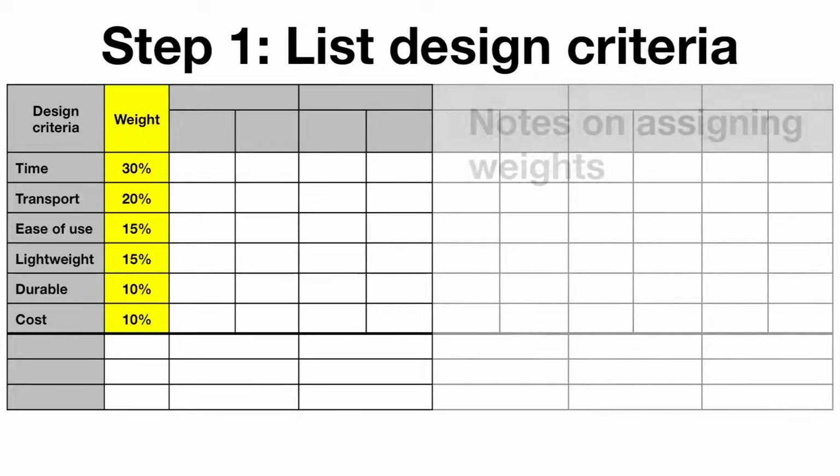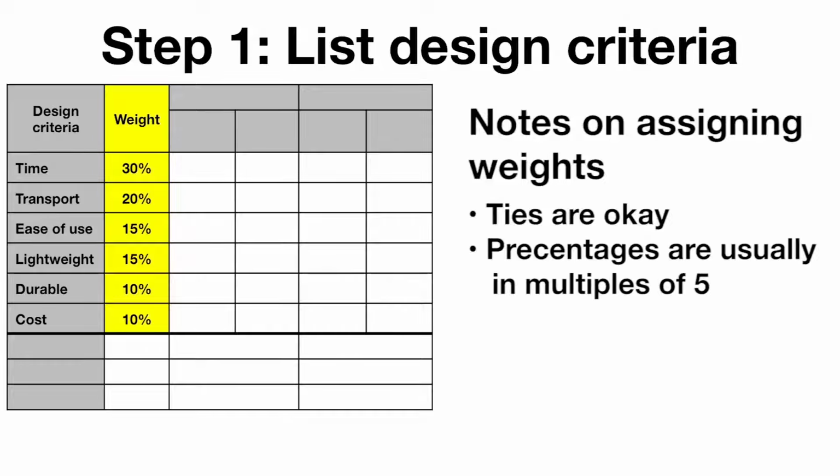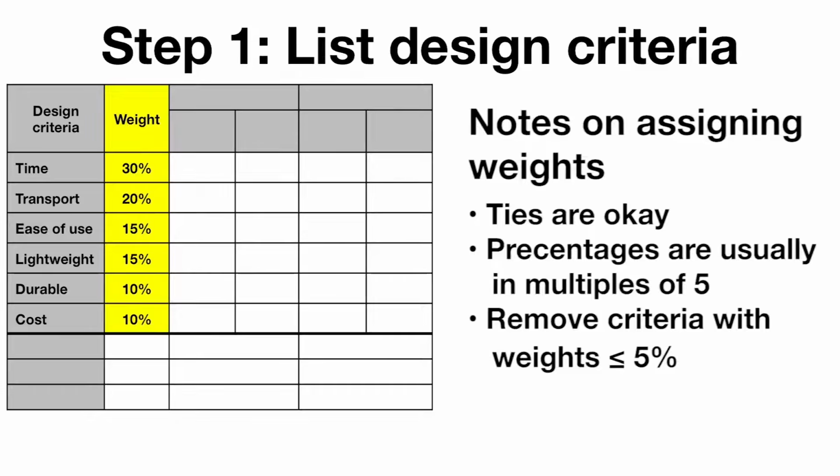So there are a few things to notice. First is that we had some ties, such as ease of use and lightweight both being at 15%. This is fine. Also, you'll notice that all the percents were multiples of 5. Generally, if a design criteria is less than or equal to 5%, you may consider removing it from the Pew matrix, as it likely won't make a difference in selecting the final solution.